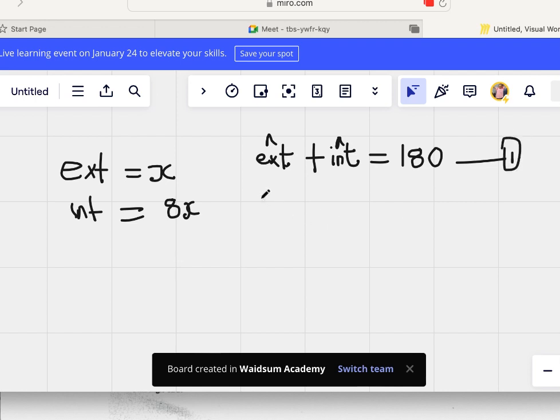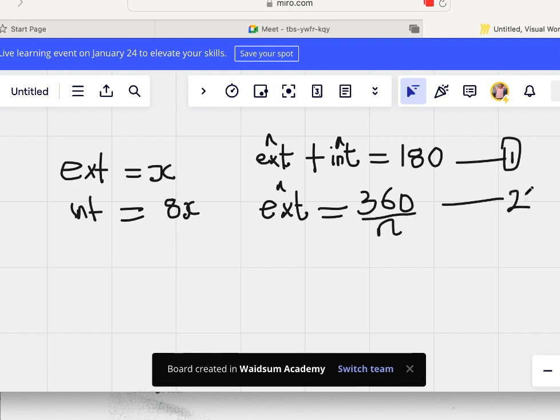And then the other equation we need is the exterior angle formula. The sum of exterior angles of a polygon gives exterior angle equals 360 degrees over n. So we remember these two formulas, and I think they're sufficient for us to solve the question. We call this equation two.